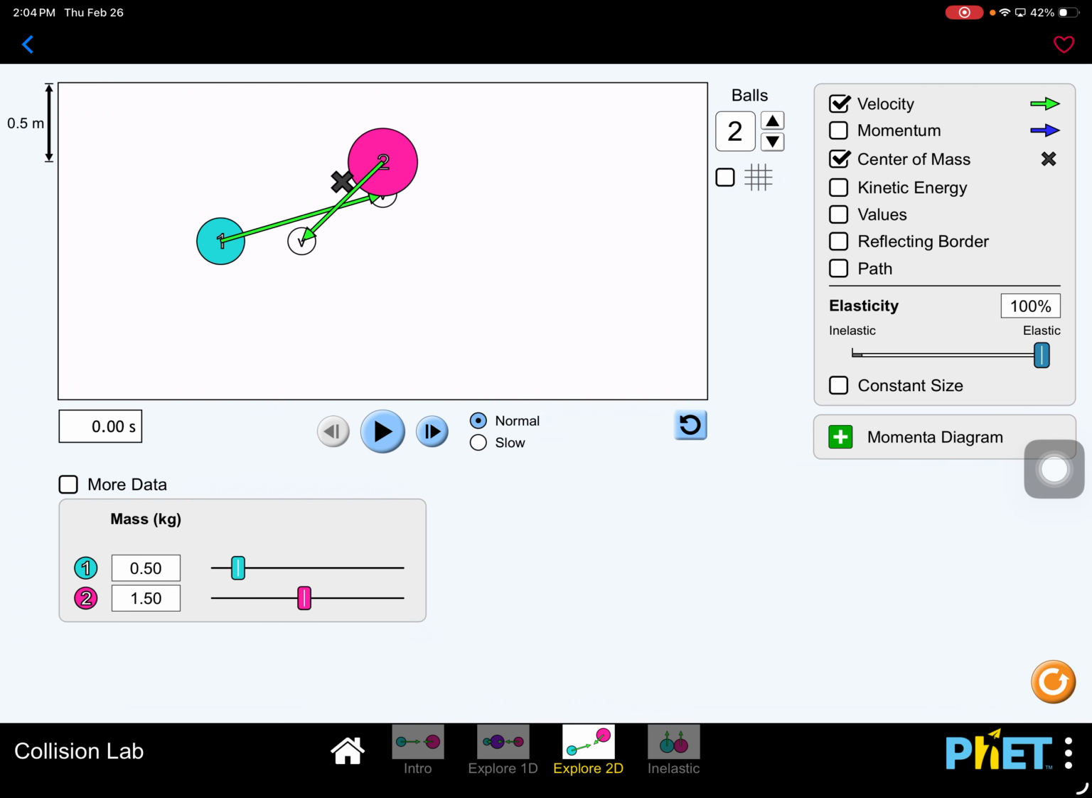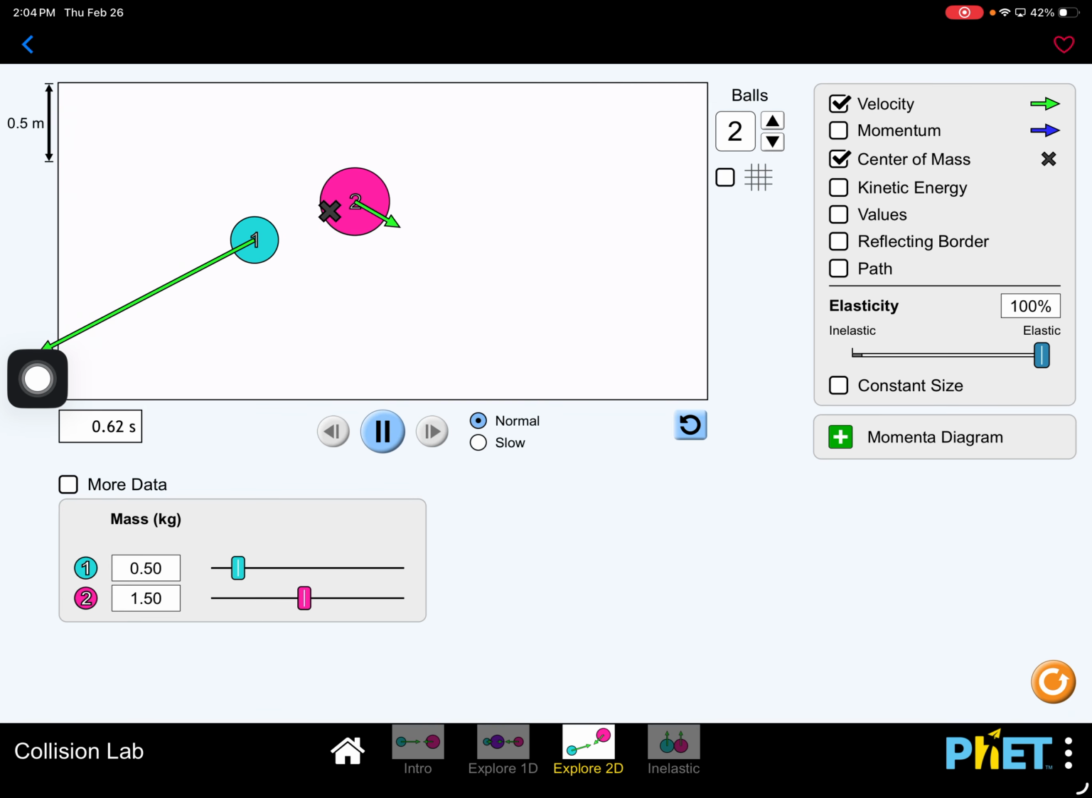Okay, so notice something. Here the masses are different, and I'm not going to have a reflecting boundary. And here's one thing you'll notice: the center of mass, this is the center of mass, we haven't talked about it yet, but the center of mass will maintain constant velocity.